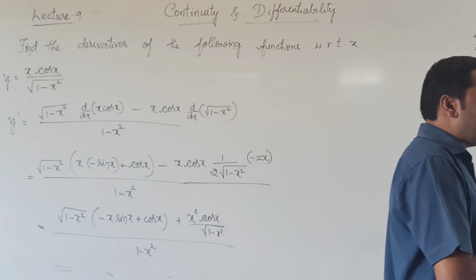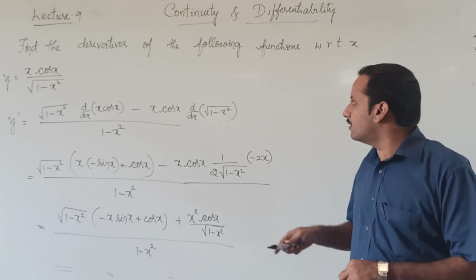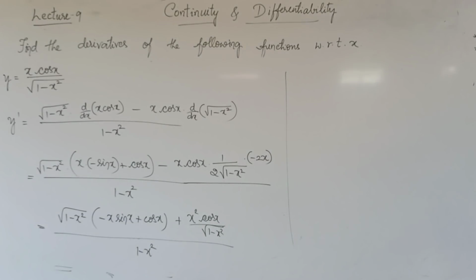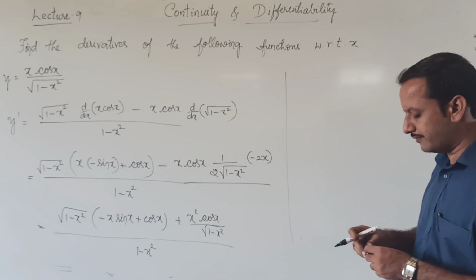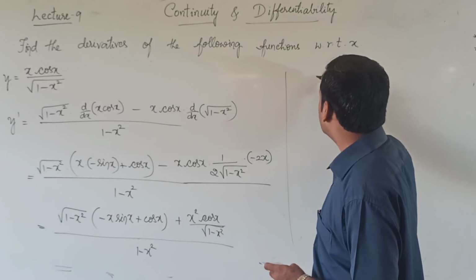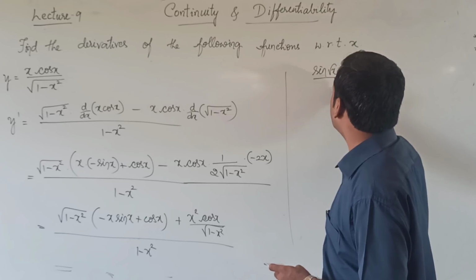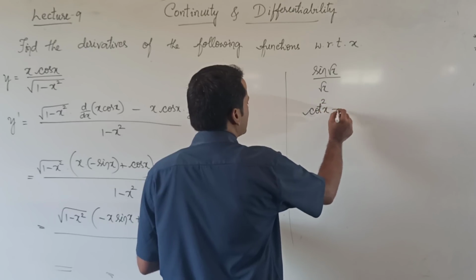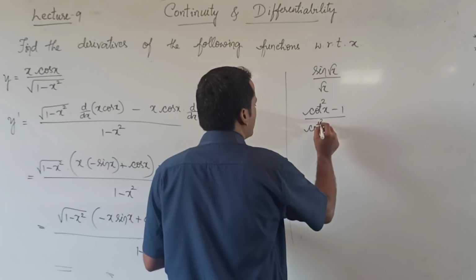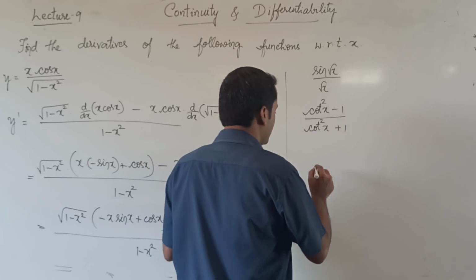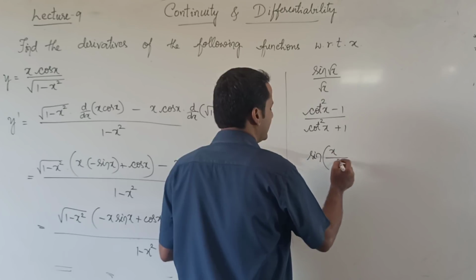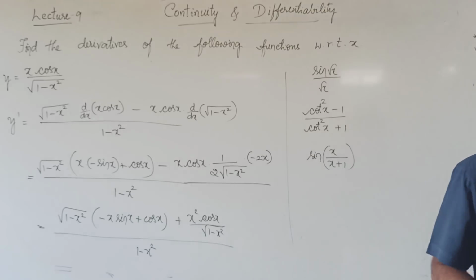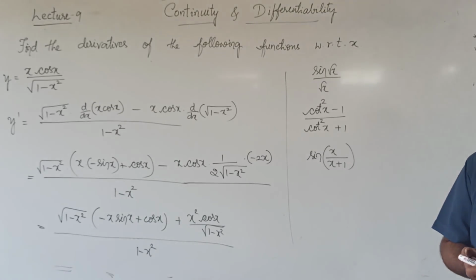Students, with this I will stop today's class, but I'll give you a few problems as homework. You try them. Question is same, find the derivatives of the following functions with respect to x. Sine root x divided by root x. Then cot square x minus 1 divided by cot square x plus 1. Then sine of x divided by x plus 1. Solve these three problems, and in addition to this, you solve the problems from the second exercise of this chapter.